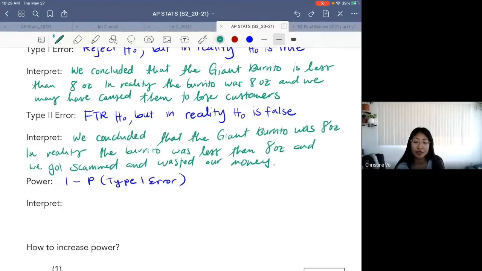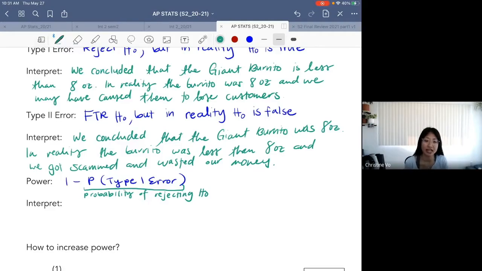So moving forward is power of our test, and power of our test is when we make the correct decision. So the probability of us making the correct decision. To calculate that, we will do 1 minus the probability of a type 1 error, which is the same as the probability of rejecting our null hypothesis. To interpret my power, I basically need to know when I'm going to reject my null hypothesis. And this is actually all dependent on my p-value.